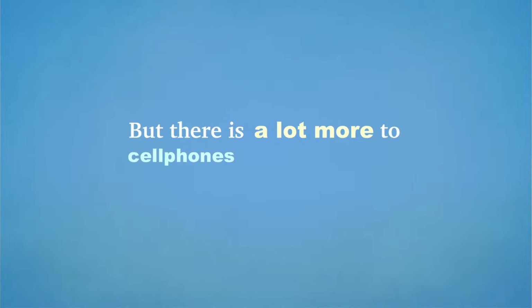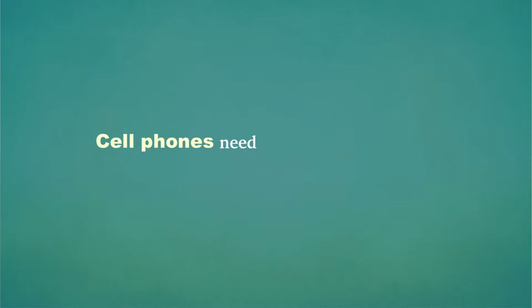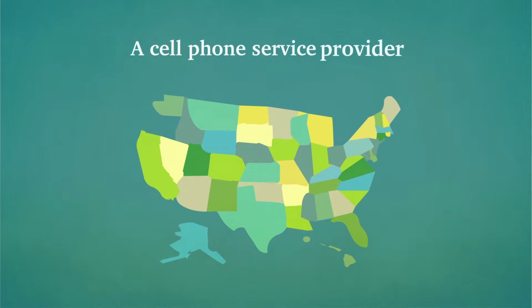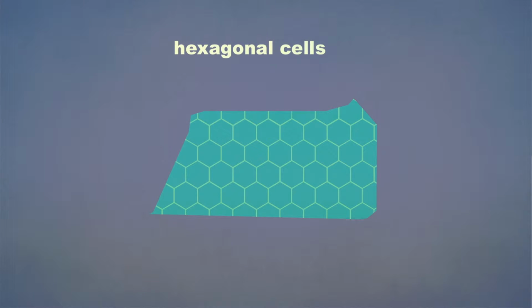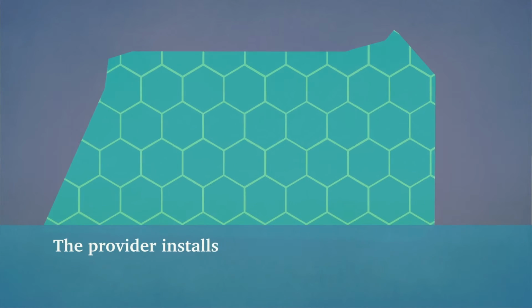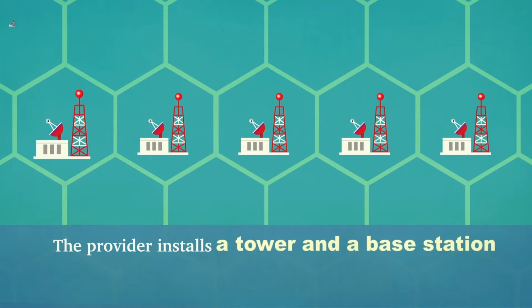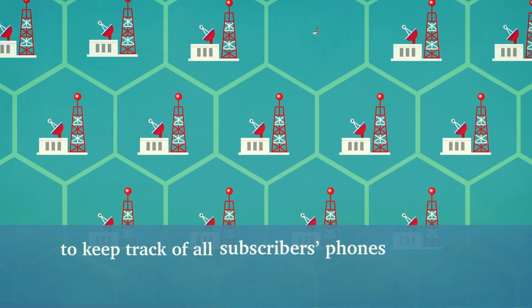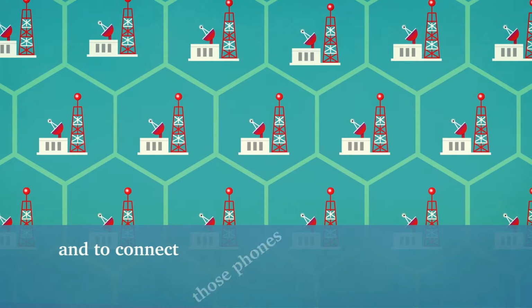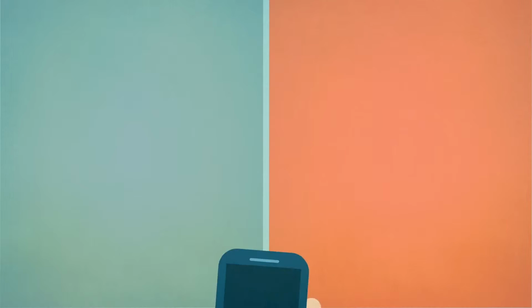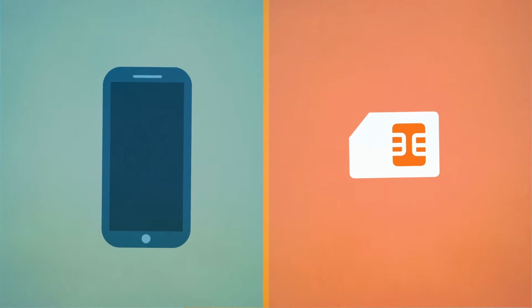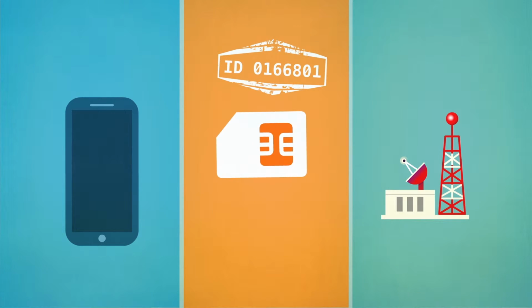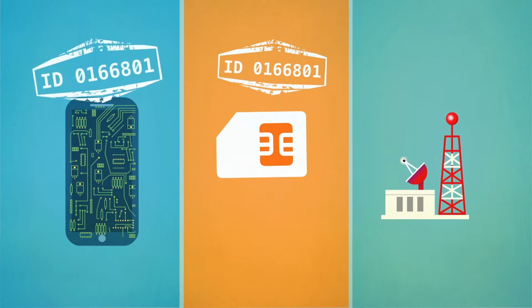But there is a lot more to cell phones than just the device. Cell phones need service providers. A cell phone service provider who wants to operate in a region maps the geographical area into hexagonal cells in a honeycomb pattern. The provider installs a tower and a base station in each cell to keep track of all subscribers' phones in that cell and to connect those phones with the wider network. When you buy a cell phone with a service provider, the phone comes equipped with a unique ID associated with that service provider. This ID is written either into the phone's removable SIM card or embedded into the phone's circuitry.